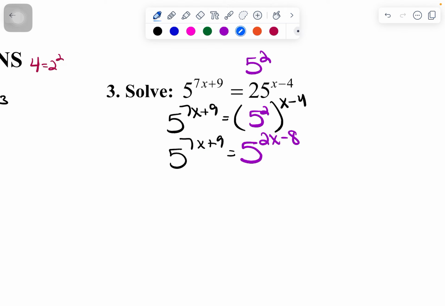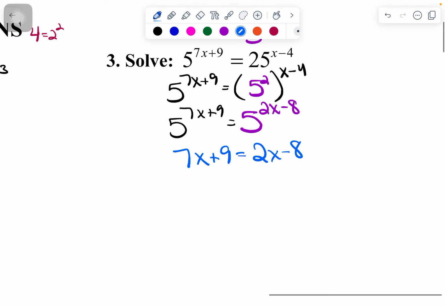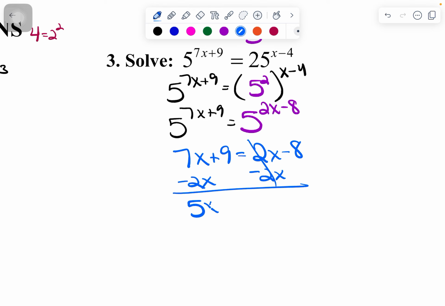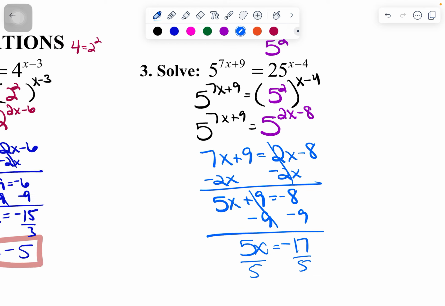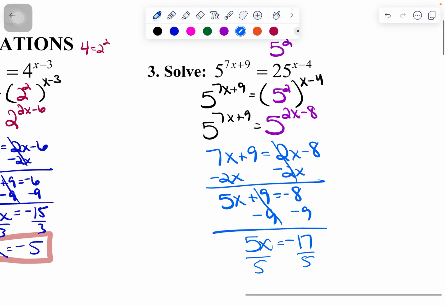So at this point, I'm going to ignore the bases. The 5s are great, but I'm going to ignore them and set the 2 exponents equal to each other. All right, let's see if I can do a little bit of math here to solve this for x. Subtracting 2x from both sides, that's going to get me 5x plus 9 equals negative 8. Subtracting 9 from both sides, so 5x equals negative 17. Dividing both sides by 5, and I ran out of space. Shocking. So for this case, I'm going to have x is equal to negative 17 over 5.